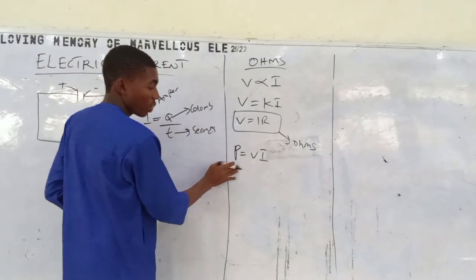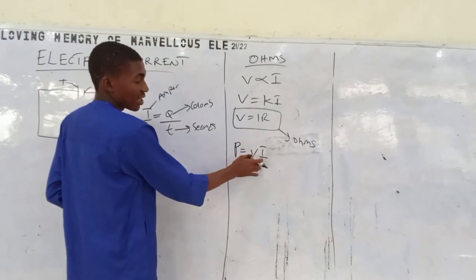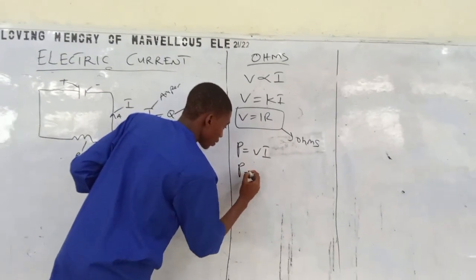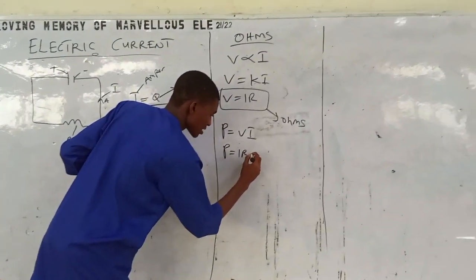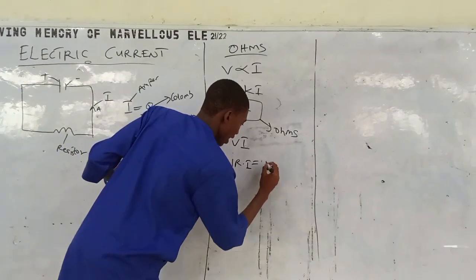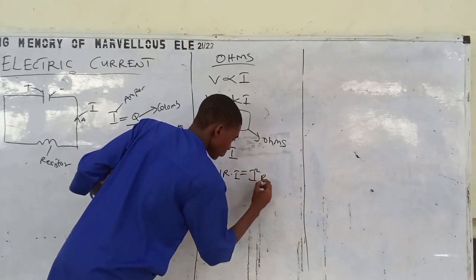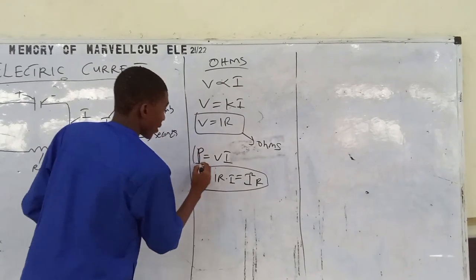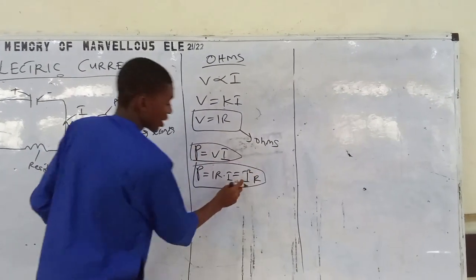So now P equals V times I. And from our formula, V is what? IR. So we can say P equals IR times I. So we can say P equals I squared R. This is another formula for power. This is formula 1 and this is formula 2.